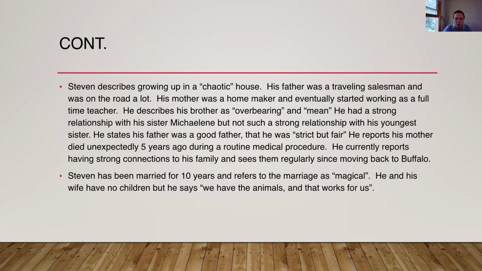So for example, Stephen describes growing up in a chaotic house. His father was a traveling salesman and was on the road a lot. His mother was a homemaker and eventually started working as a full-time teacher. He describes his brother as overbearing and mean. He had a strong relationship with his sister, Michaeline, but not such a strong relationship with his youngest sister.